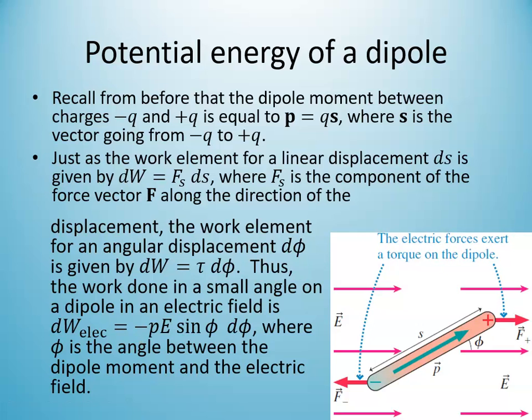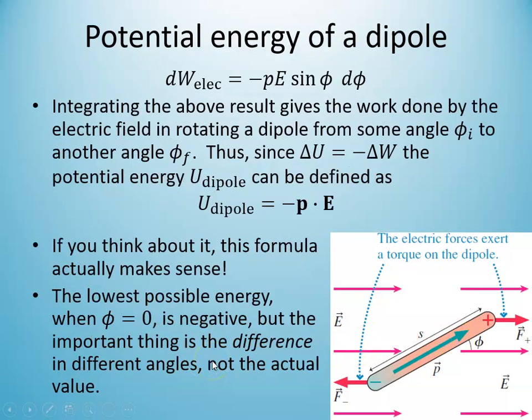Another way you can make this make sense is that, once we work out the fact that the change in potential energy is equal to the negative of the work done by the field, we get that the potential energy of the dipole is the negative dot product, minus P vector dot E vector. Well, if phi is zero, the cosine of phi is going to be 1, and you're going to get a negative value. But if phi is 180 degrees, cosine of 180 is negative 1, and you'll end up having a positive value. In other words, the closer the angle is to 180 degrees compared with 0, the more the potential energy is going to be. It's okay if the potential energy is negative at the end.